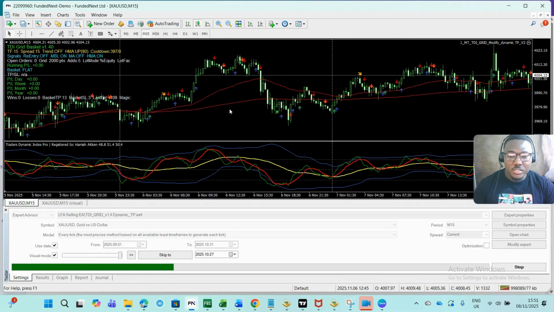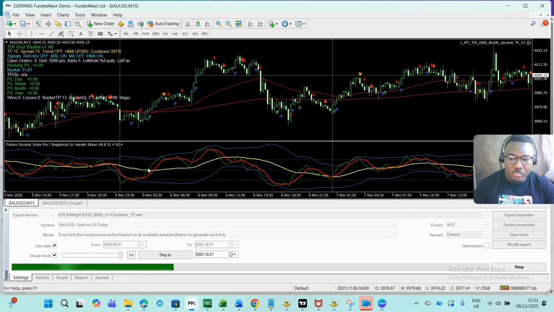Now, what signal do we get from this? As you can see, there are three types of signal you can get from this EA. You can get the re-entry, you can get the market baseline, you can get the moving average crossover. You can decide to turn on whichever one you want, and I'm going to explain that when we are looking at the settings of this robot. First, I'm just trying to make you understand how the TDI indicator works.